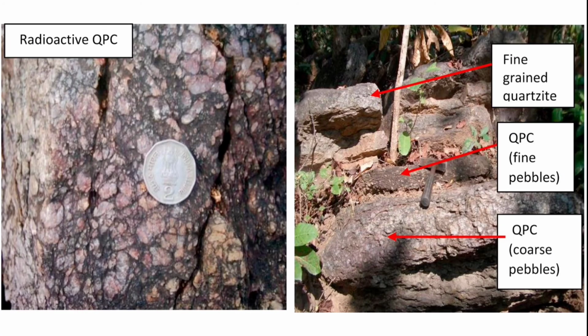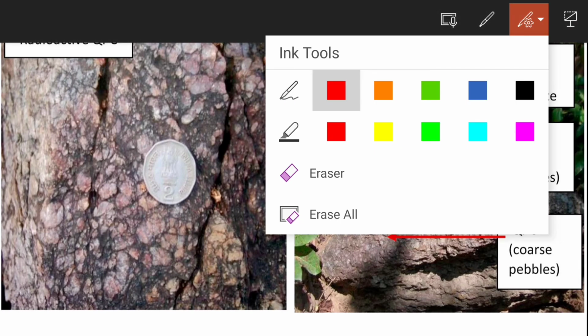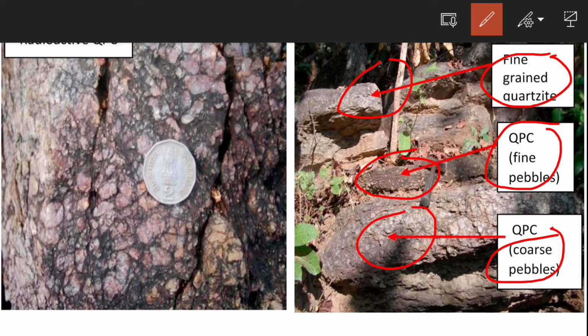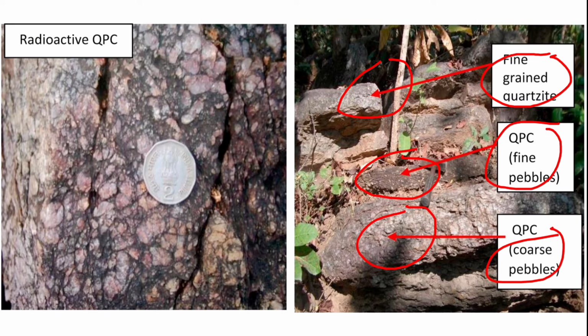So this is a pictorial representation. You can see the radioactive QPC in the left diagram, and in the right diagram you can see the fine grain quartz. The arrow has already been marked, and QPC fine grain pebbles are there. This one is a very fine grain pebble and this is a coarse grain pebble. So these pebbles are varying in size. Fine grain quartzite is there, fine pebbles and coarse pebbles are also there. So this is the pictorial representation.